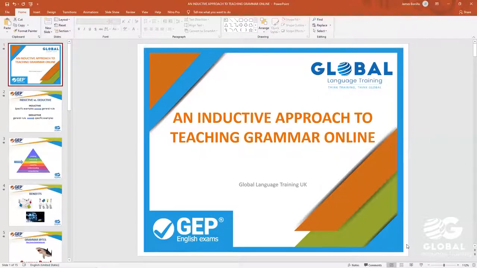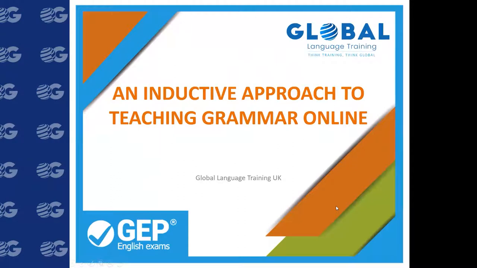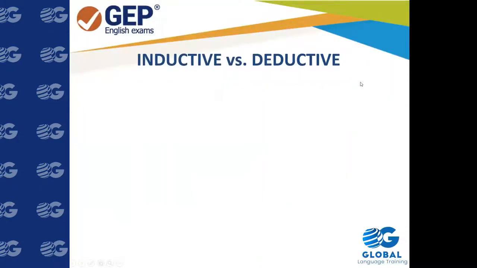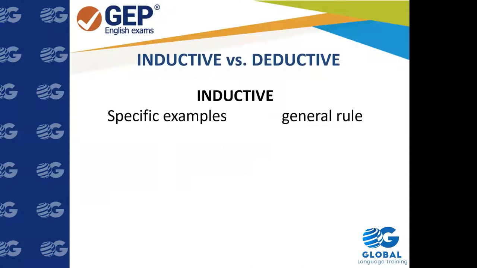Now that we have said hello to everybody, with the presentation. Now, first thing that we need to discuss today is what is the difference between an inductive approach and the deductive approach, okay? The difference is very simple. In an inductive approach, we always go from the context, so we provide specific examples, whether we're using a board, or we're using Word, or we're using some sort of text to introduce the grammar, an audio, a video, whatnot. And then we go to the general rule.